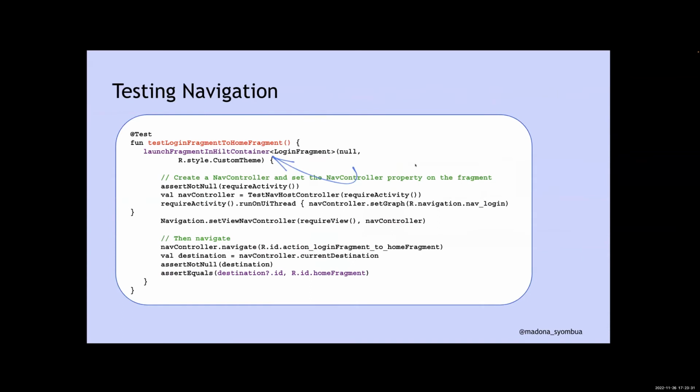Now, I got so many questions about testing navigation. That's why I included this particular slide. As you can see here, this is something that many of us Android engineers would do, that is trying to verify if you can navigate to another screen once an action is performed. Here, as you can see, we get this particular launch fragment in a Hilt container, which is something we are provided if you're using, let's say, Hilt in your application, because I know many of us use dependency injection. That's how you can do it. You see, we create a nav controller and set the nav controller property on the fragment, and then we navigate later.